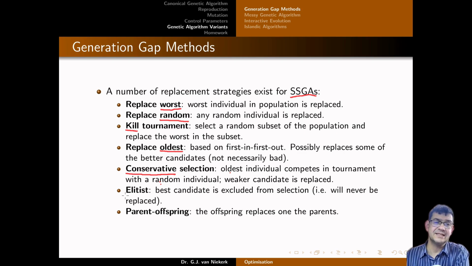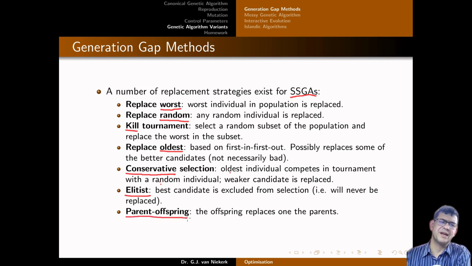And then you've got elitism, or elitist. Now here the best candidate is excluded so that you cannot replace the best individual. So you're going to combine elitist perhaps with replace random. So the best one is not going to get replaced, and any one of the other ones could possibly then be replaced. And then, of course, parent offspring.